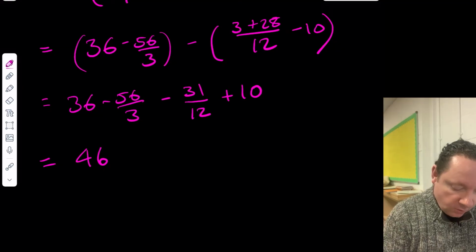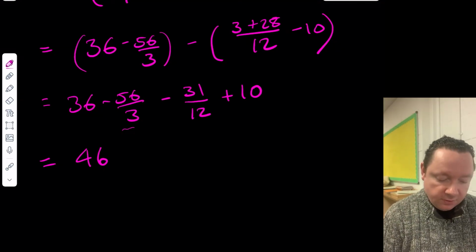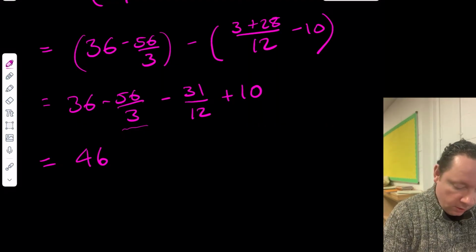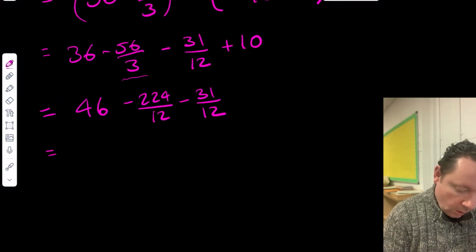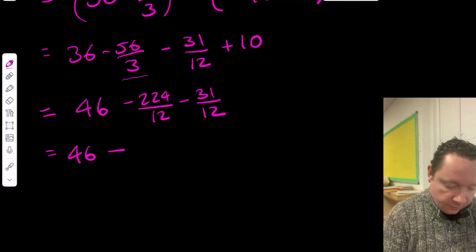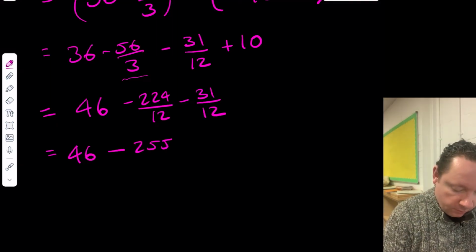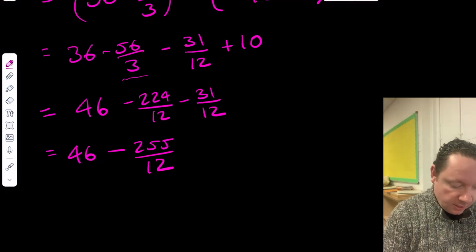So if I times this one by 4 to make it out of 12, 4 times 56 is 224, so we get 224 over 12 minus 31 over 12. So that's 46 minus 255 over 12. Now you could do 46 times 12, which is a bit clunky, or you just change that to a mixed number.